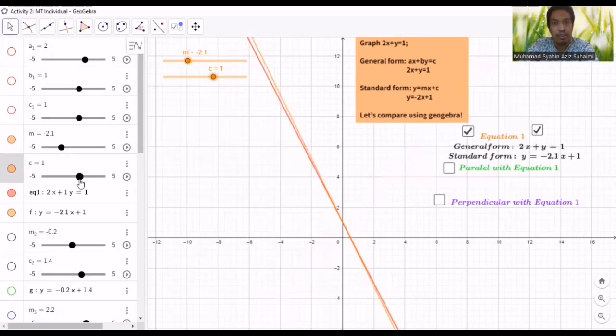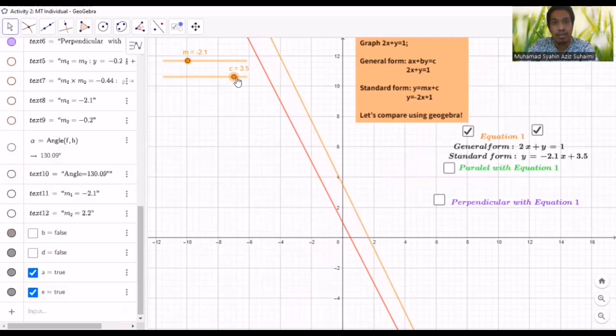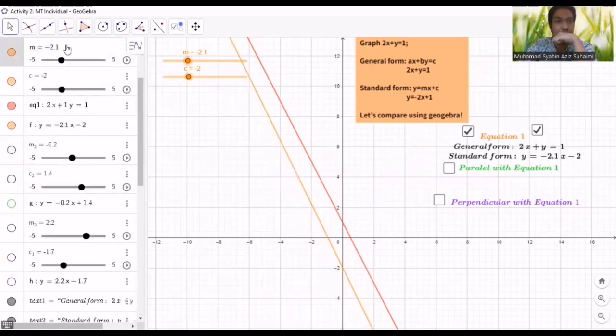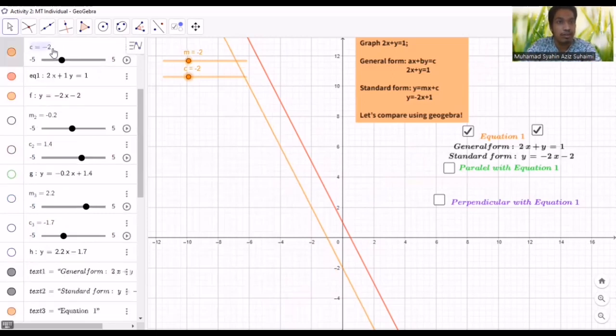And for C, if you see this, if C is increased, then the value of the intercept also increases. For example, for 5, you get 5. And if, for example, negative 2.5, you get like that. If 3.5, you go like that. See, and then we change it back to the original, the 2 and 1. C is 1. All right.